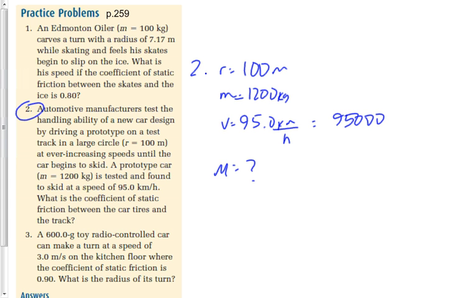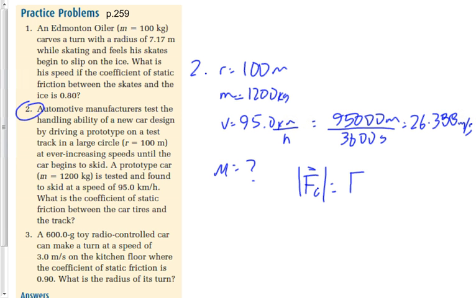95,000 meters divided by 3,600 seconds. What does that give me? 95,000 divided by 3,600, right? 1,000 meters in a kilometer, 3,600 seconds in an hour. 26.388 meters per second. Thank you, Brandon. Now, we're going to do the same thing here basically as you did in question number 1. The centripetal force is what keeps it going in a circle, but it's got to be caused by something, and clearly in this case it's going to be caused by friction. So we're going to say FC is equal to FF, or we're going to say mv squared over r is equal to mu times m times g.